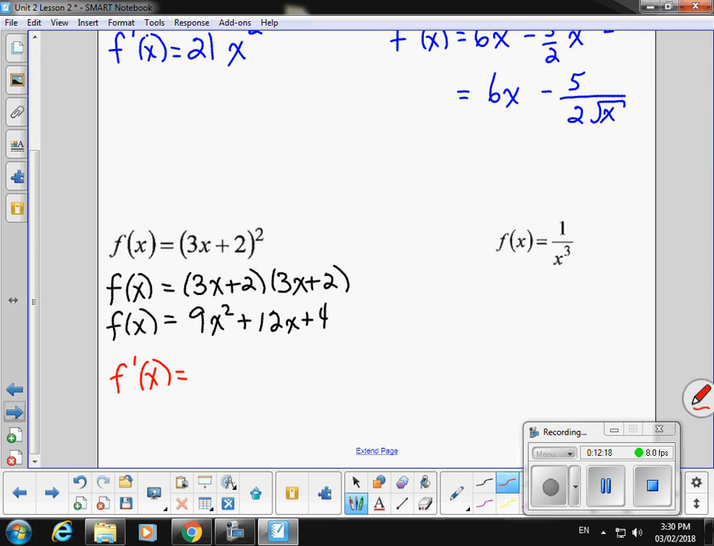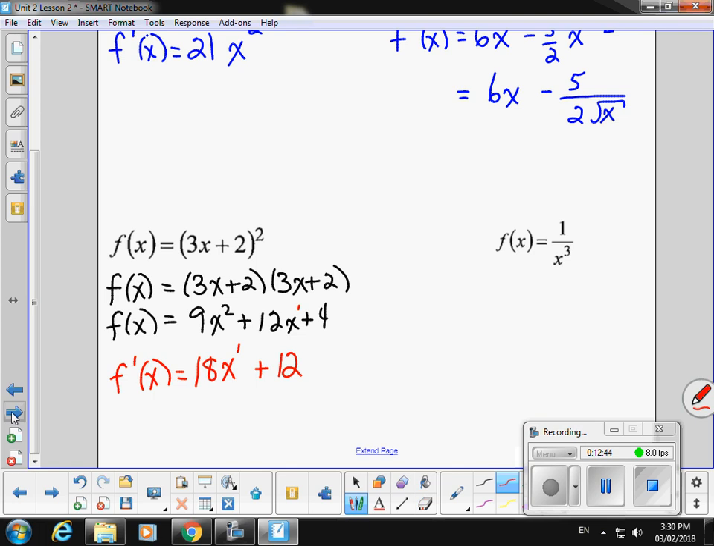My power rule says bring down the exponent. That becomes 18x. Reduce the exponent by 1. Bring down the exponent. This exponent is an invisible 1. So if I bring a 1 down, I still have 12. Reduce the exponent by 1 would be x to the 0. Well, x to the 0 is just the number 1, so I'm not going to write it down.